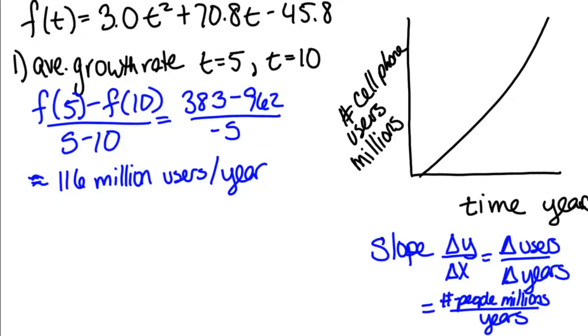So if we were looking at, say, here and here, we just found the slope of this secant line, which is our average growth rate between 2003 and 2008.